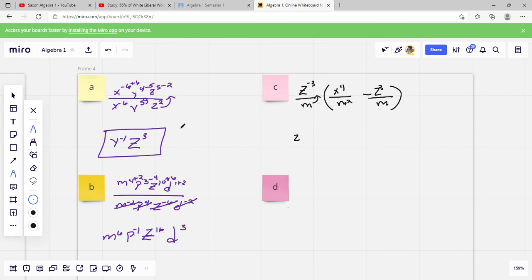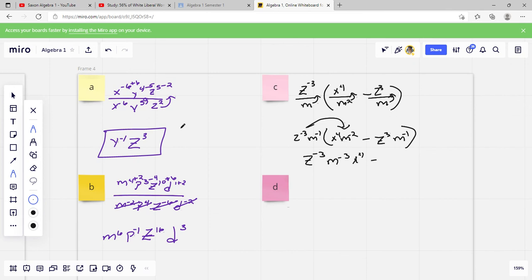So I'm going to have z negative 3, m negative 1 times, move that one up. So that'd be x to the 4th, m negative 2, and move that one up. So that would be z to the 3rd, m negative 1. Okay, now I'm going to do my rainbowing. Alright, so z, m, they both got it. Alright, so there's no other z's, so I'm going to have z negative 3. My m's, I have negative 1 and negative 2, so that'd be m negative 3. And then my x to the 4th.